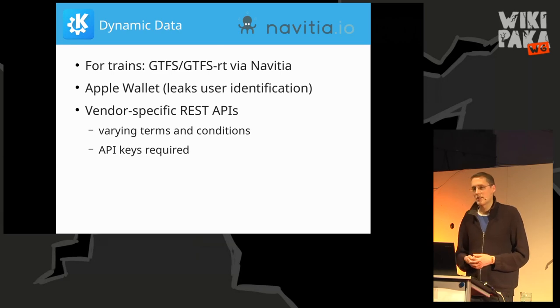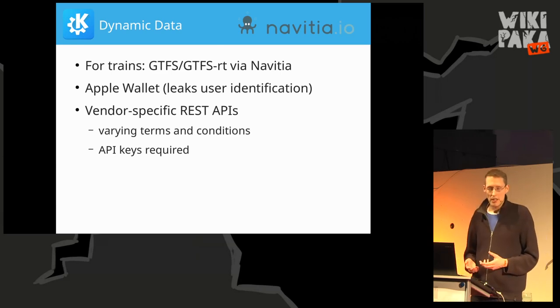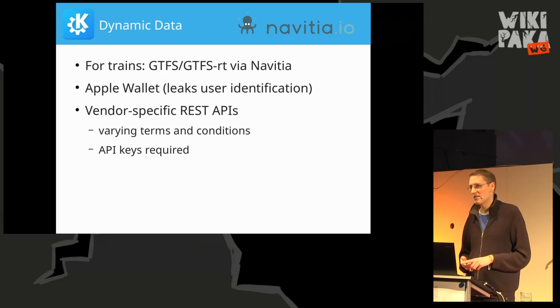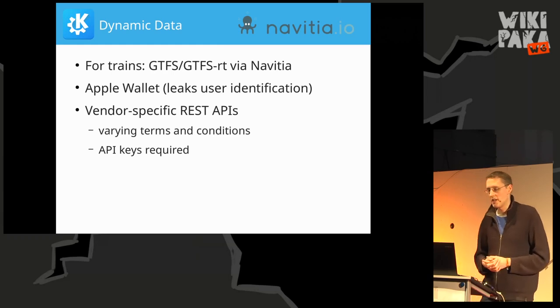Apple Wallet also has some kind of live updating polling mechanism. But that is somewhat dangerous because it leaks personally identifiable information. So basically a unique identifier for your pass is sent out with the API request to pull an update. So that is basically just a last resort mechanism if we have nothing else.